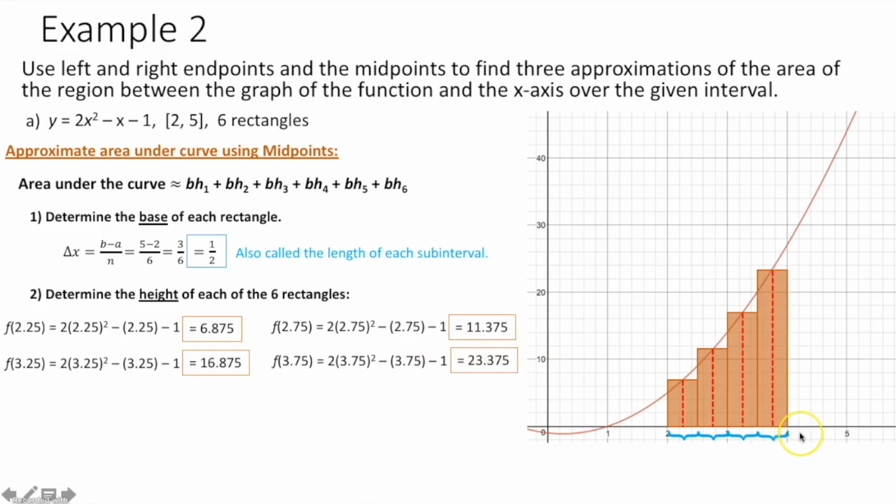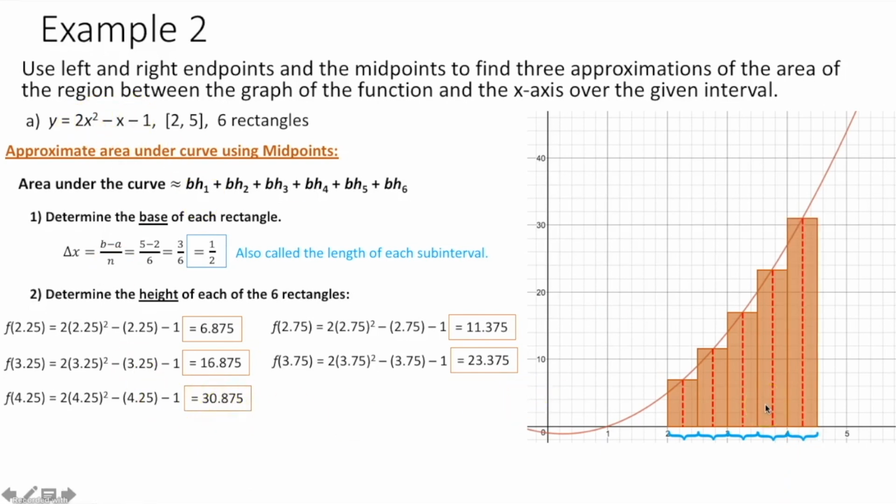Now, fifth rectangle goes from 4 to 4.5. The midpoint of that subinterval is going to be 4 1/4, or 4.25. Plug that into the function for x. I end up getting the corresponding height, which is 30.875. Last but not least, 4.5 to 5. The midpoint of that is 4.75, or 4 3/4. Plug that in the function. I get 39.375 as the height of my last rectangle.